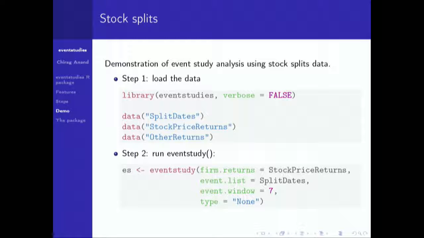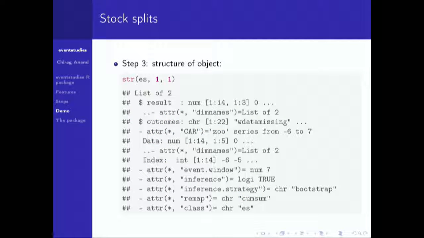So this is one of the examples which uses stock splits data on firm returns. This data is available in the package. The simple call requires only 4 arguments. You just define the data sets and the event window, and you mention the type of inference you want to use. In this case, it was none, and this is what the result is. It returns the response series and the outcomes, which you will see in the next slide.